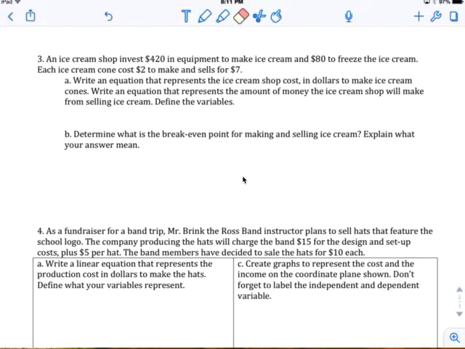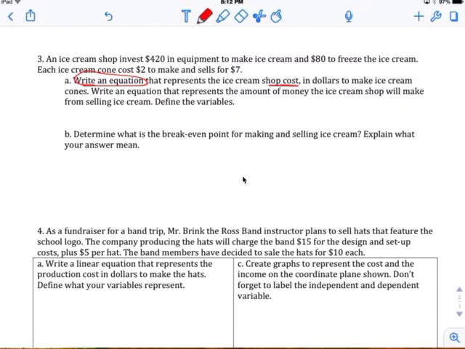Okay, so here, an ice cream shop invests $420 in equipment to make ice cream and $80 to freeze the ice cream. Sound familiar? I think we've done this problem before. Each ice cream costs $2 to make and sells for $7. Write an equation to represent the ice cream shop cost. So we need to find all the cost.